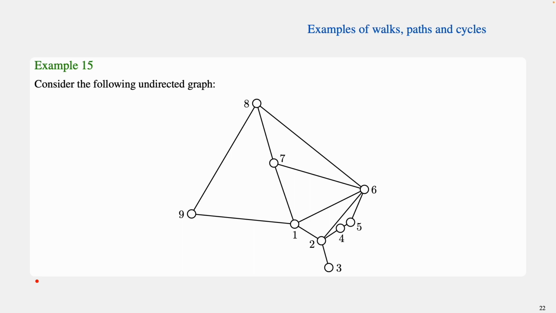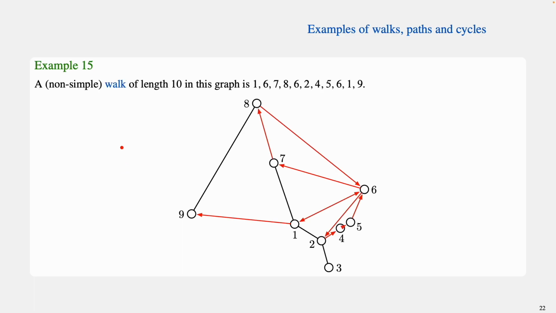Here we have an example where I want to illustrate walks, paths, cycles. And this graph actually represents something, and you might want to guess what that is. And if you have any good guess, please write it in the comments to this video.